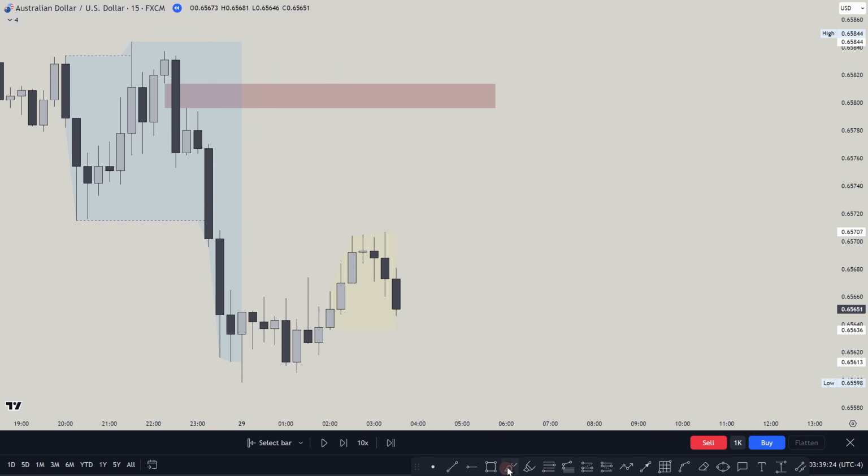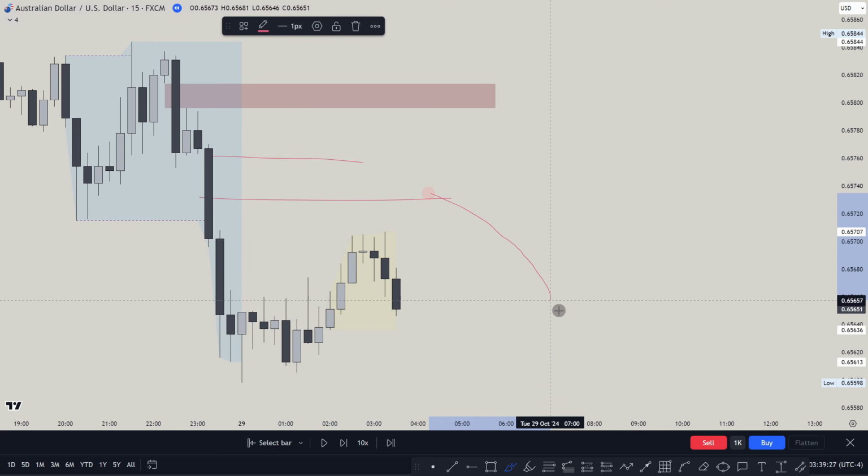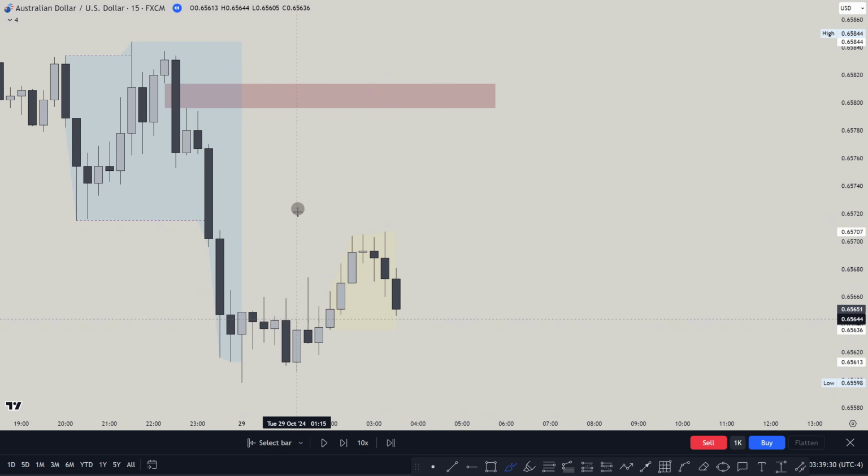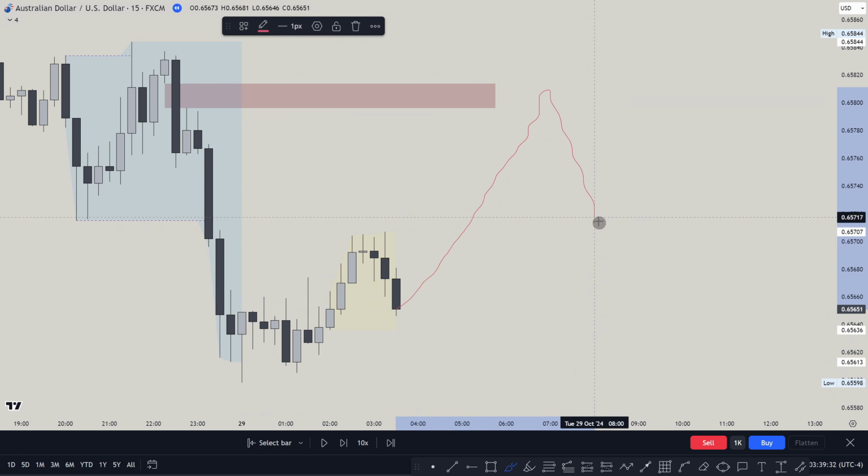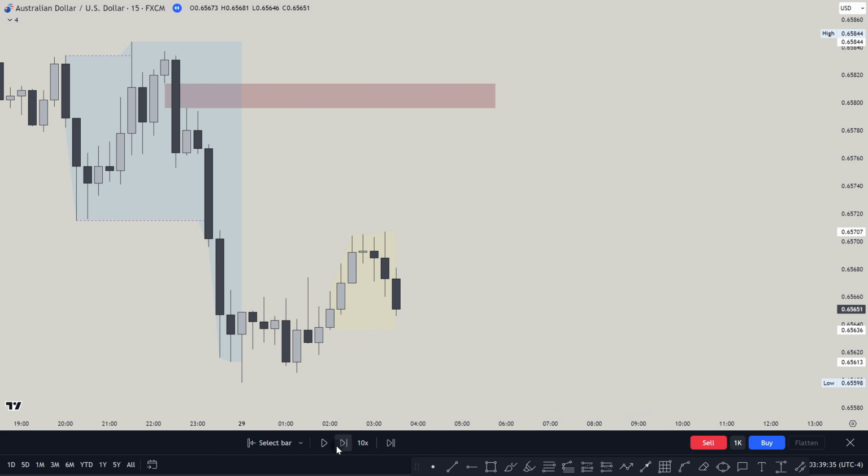We can have a market maker's model from here to this low, or we can have it, and this is all based on the confirmation, from here to here. And we're going to see how it goes.